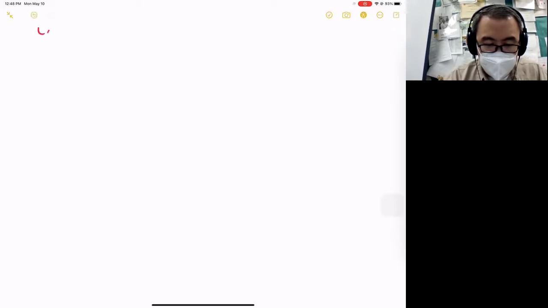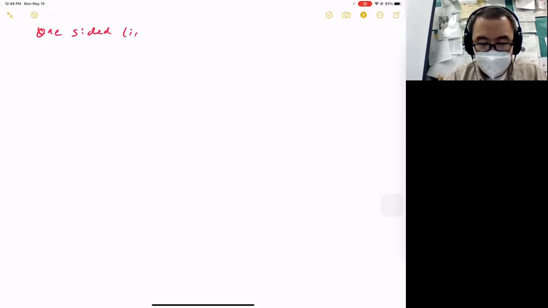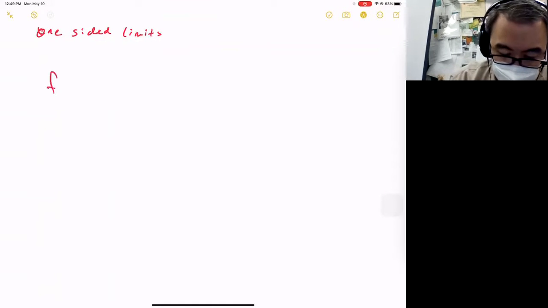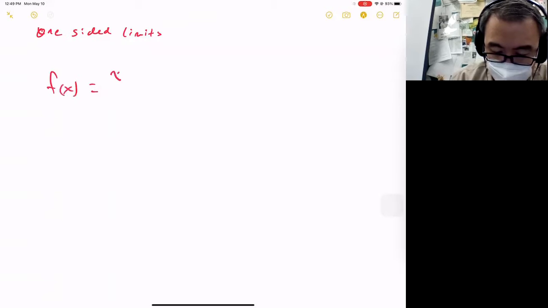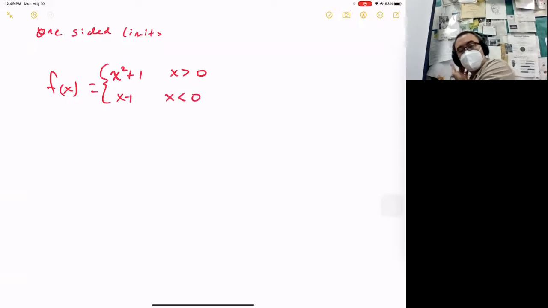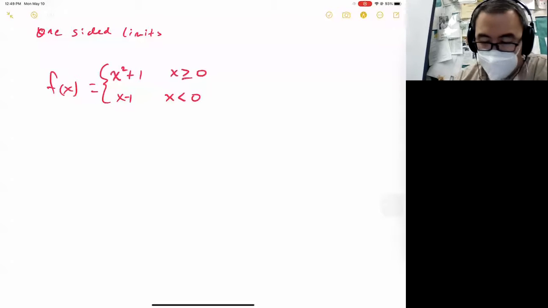So we're looking at one-sided limits. All right, so let's give ourselves an equation. F of x is made up of x squared plus 1 when x is greater than 0, and x minus 1 when x is less than 0, okay? And we'll give the 0 to the top one.